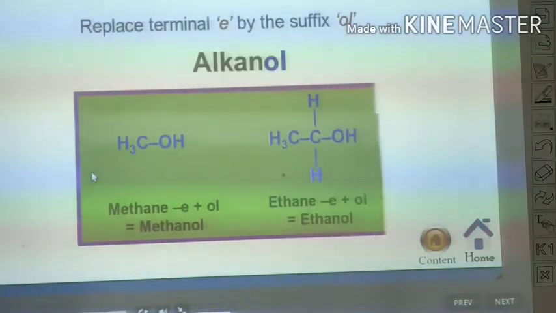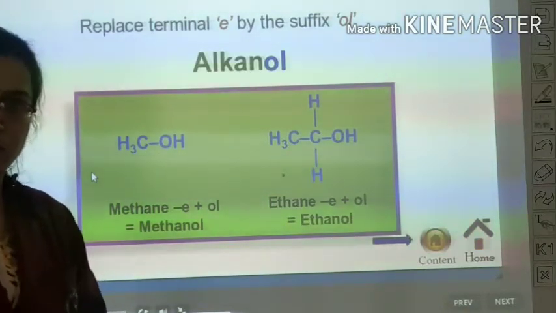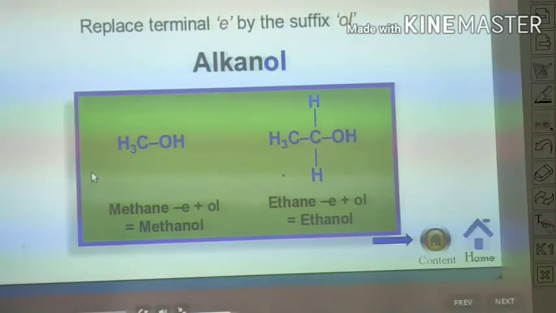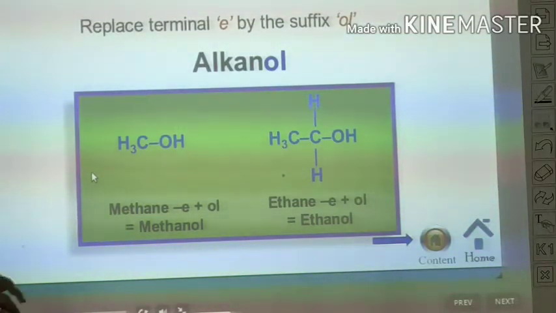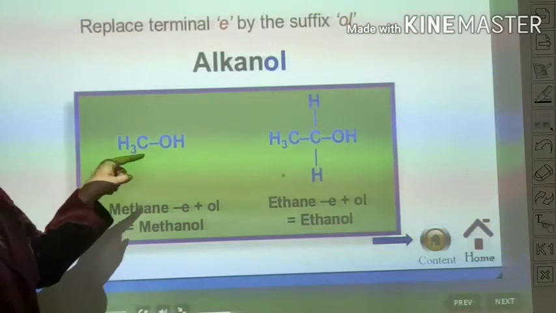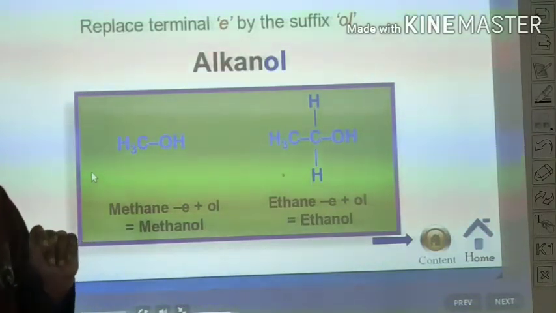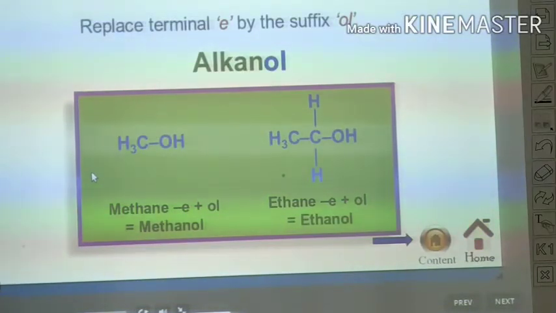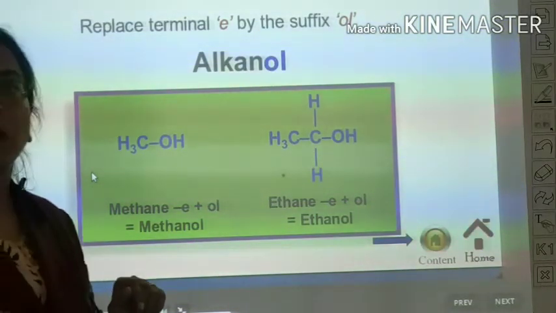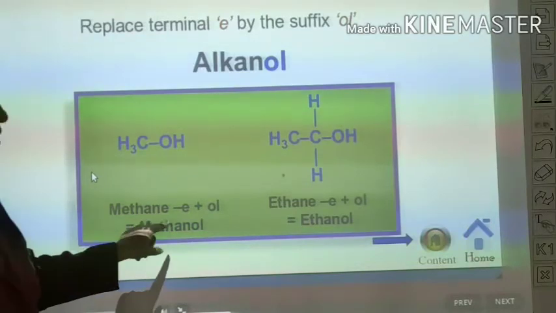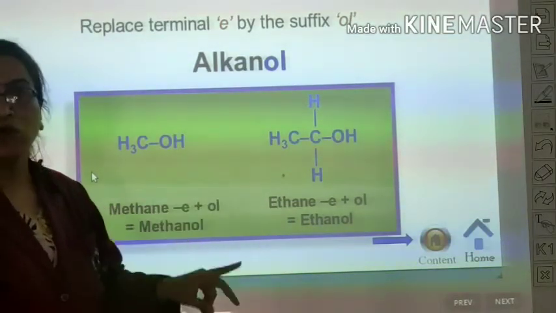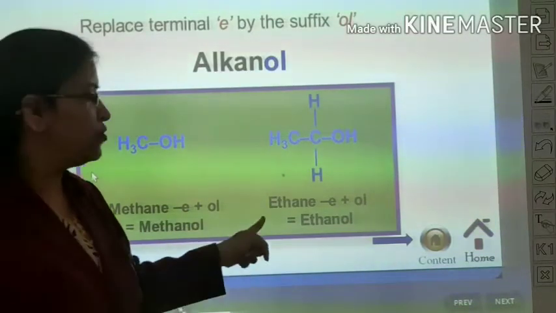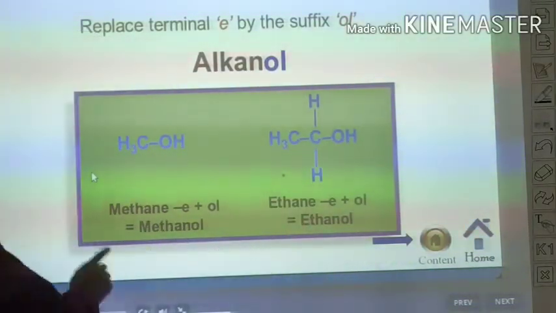Now, the IUPAC name. In the IUPAC name, we replace the E of the alkane by OL. So look at this example. It is CH3OH, and we know that the organic compound containing one carbon is called methane. So replace E by OL, you get methanol. Similarly, two carbons is called ethane. Replace E by OL, you get ethanol.